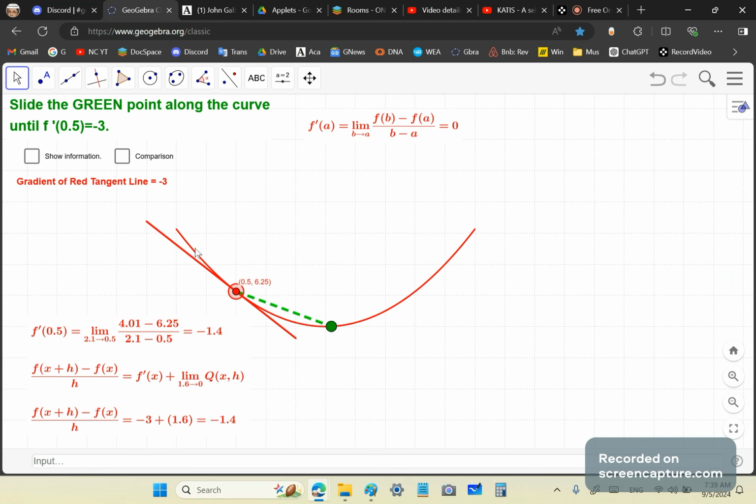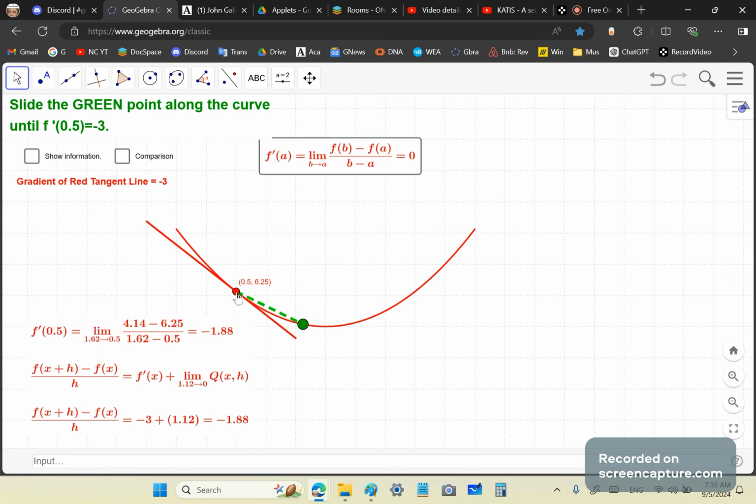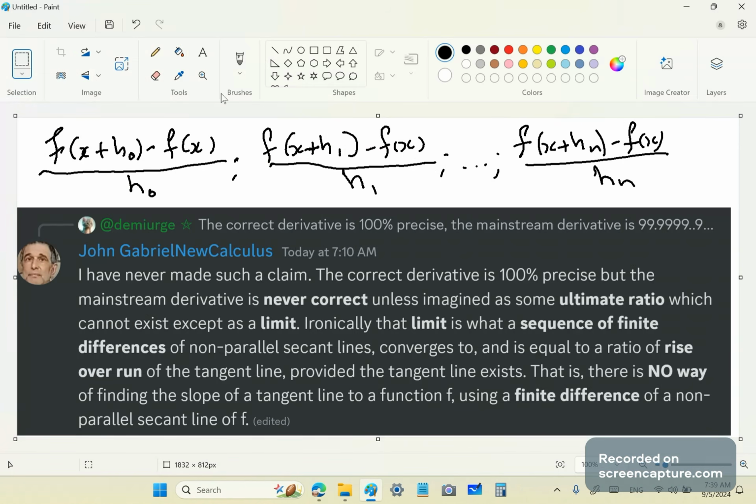As long as this function is continuous and smooth over this interval here, okay? As long as it's smooth over this interval, there doesn't even have to be a point there, because this finite difference does not exist at that point. Do you understand that? Why doesn't it exist at that point? Well, let me tell you why.